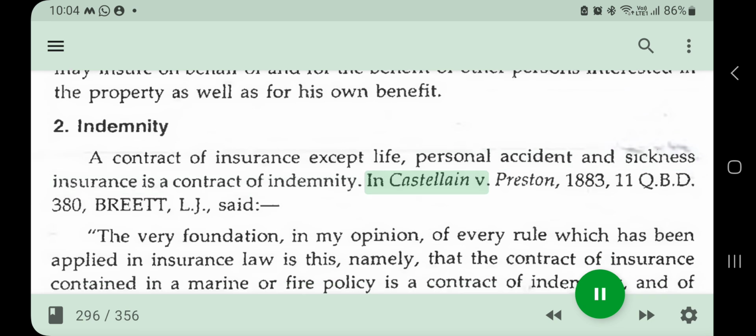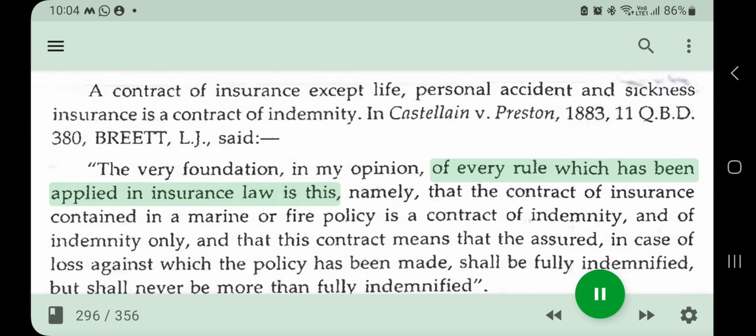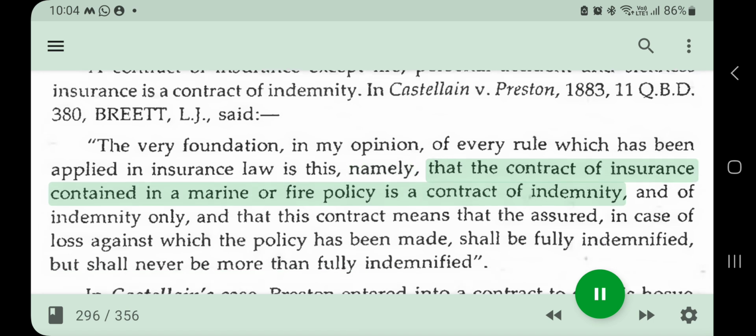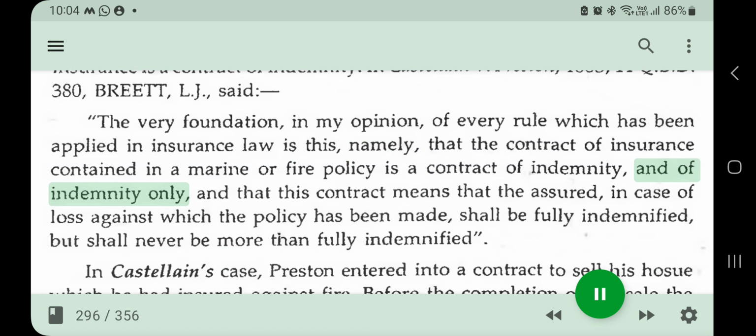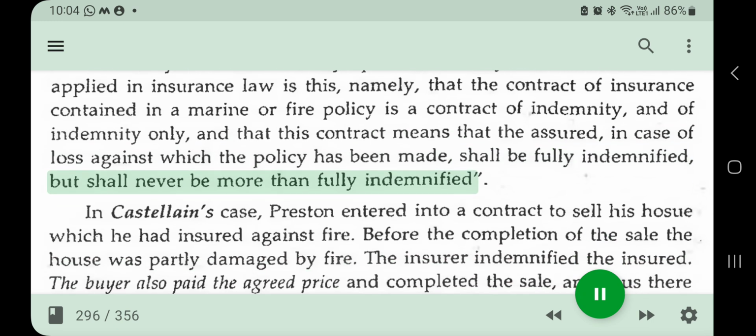In Castellain vs. Preston, 1883, 11 QBD 380, Brett, LJ, said, "The very foundation, in my opinion, of every rule which has been applied in insurance law is this, namely, that the contract of insurance contained in a marine or fire policy is a contract of indemnity, and of indemnity only, and that this contract means that the assured, in case of loss against which the policy has been made, shall be fully indemnified, but shall never be more than fully indemnified."